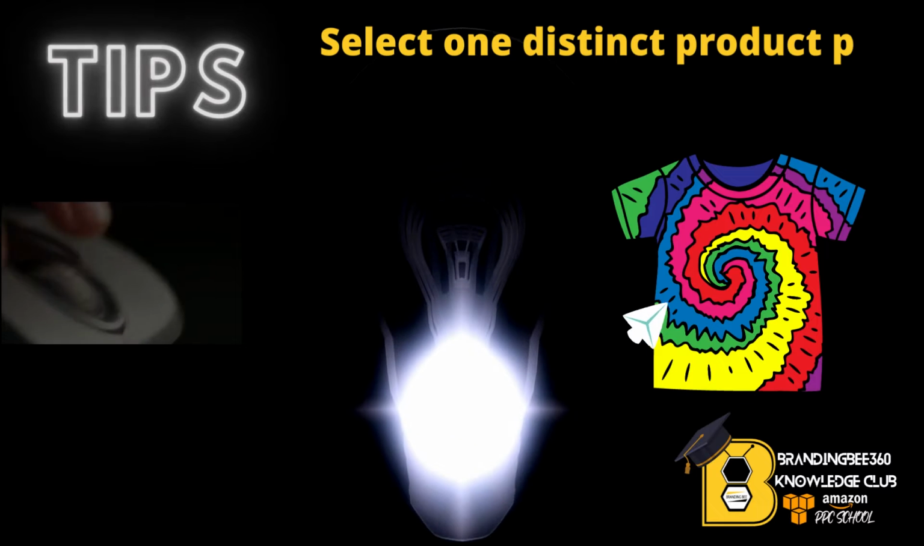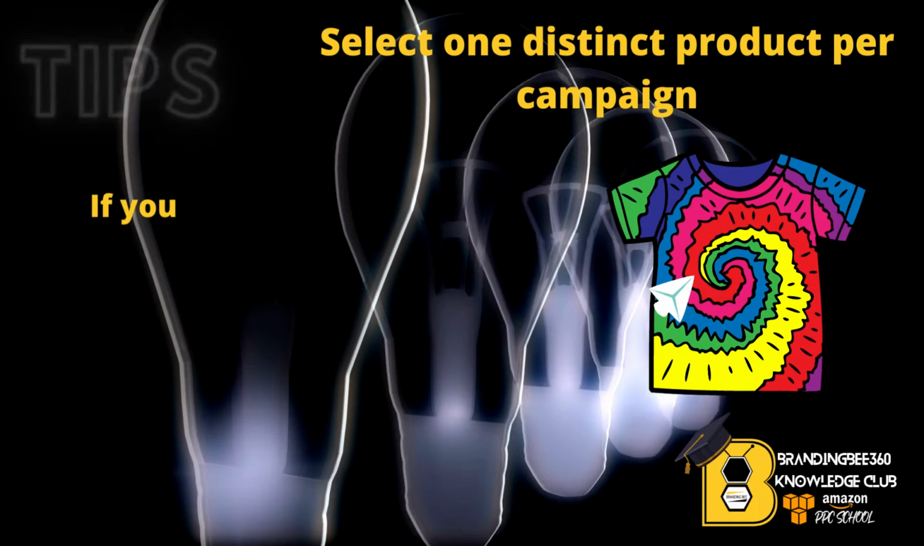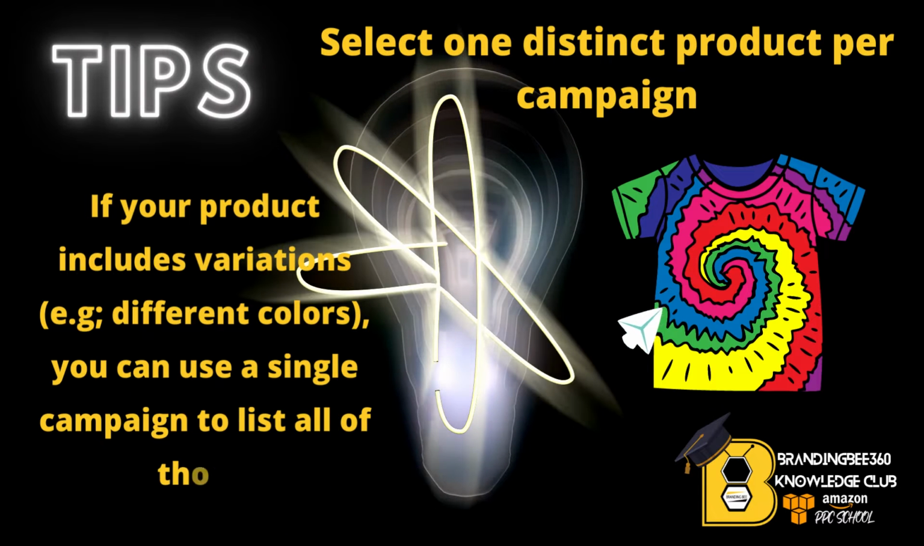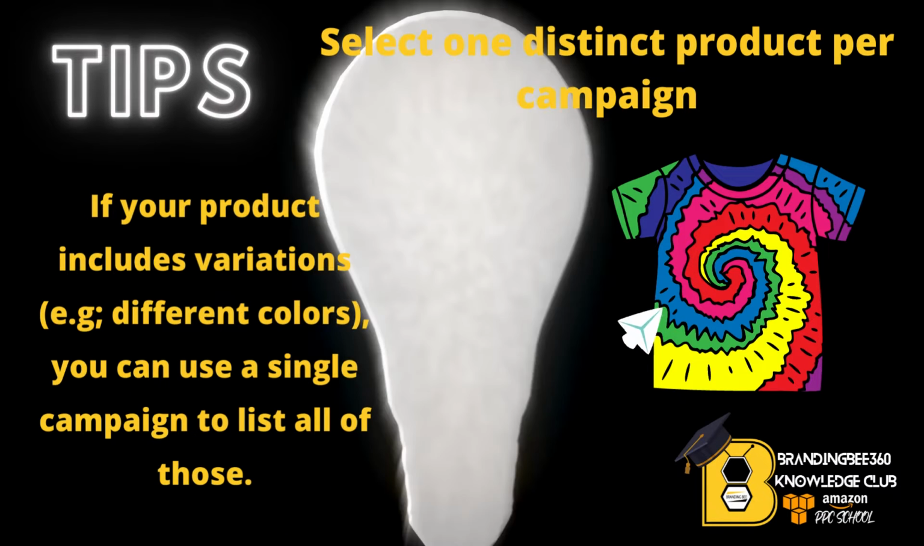Select one distinct product per campaign. If your product includes variations, for example, different colors, you can use a single campaign to list all of those.